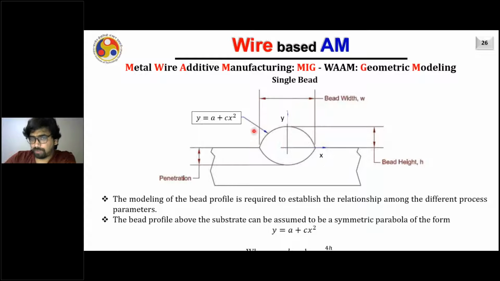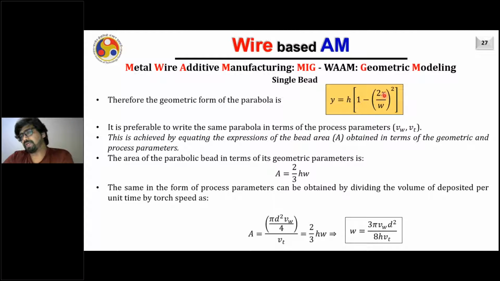So if I put in the boundary conditions: if x equals 0, then the value of y at x equals 0 is going to be h, hence a will be equal to h. Similarly, at y equals 0, at this position where y is 0, you can easily find the value of x as well. So if you put these two boundary conditions, the final equation of the parabola representing our bead can be obtained as y equals h times (1 minus 2h by w squared).